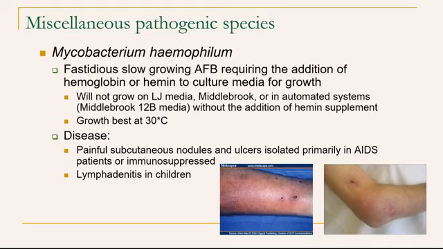And so when you get skin lesions into your laboratory, you should always put them on a media that contains hemin supplement, such as a chocolate agar. They grow best at 30 degrees centigrade because they are skin lesions. The disease that haemophilum produces is a very painful subcutaneous nodule and ulcers, primarily in patients with AIDS or immune suppressed. It can also cause lymphadenitis in children.